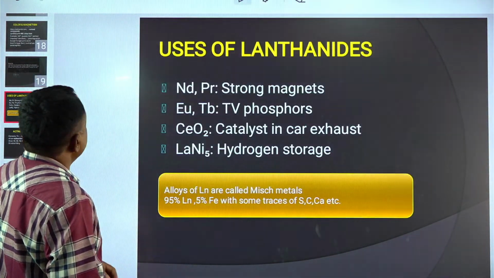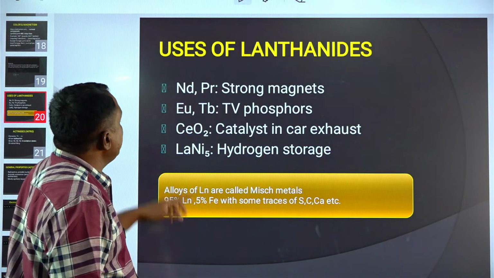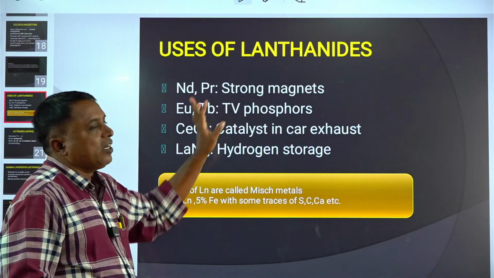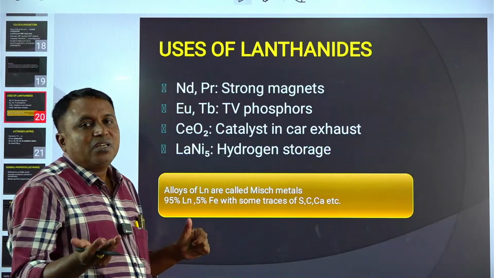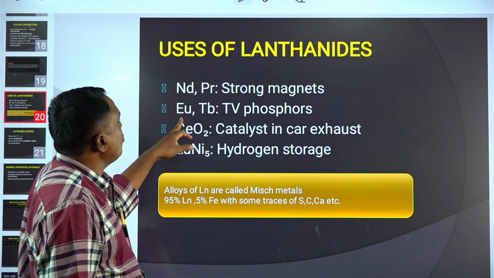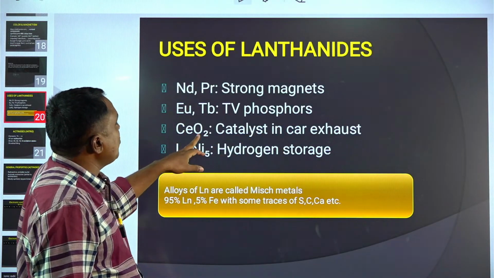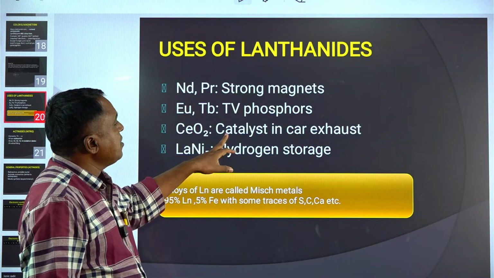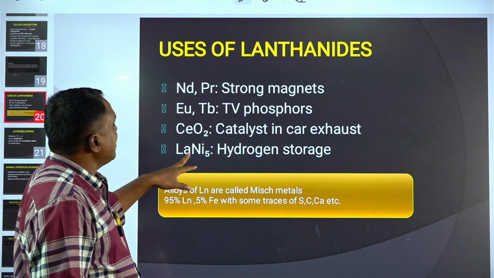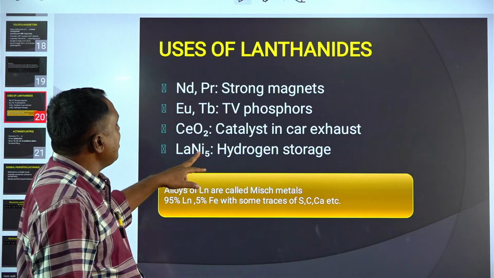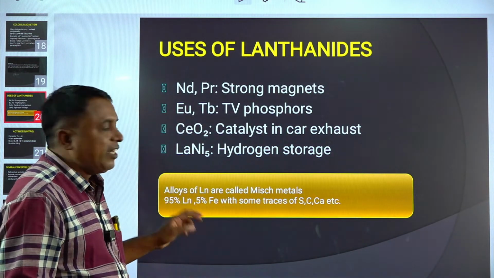After this, these are the uses of the lanthanides. Neodymium and praseodymium are strong magnets. They act as magnets because of unpaired electrons usually. Europium and terbium are the TV phosphors, and cerium oxide acts as a catalyst in car exhaust. And lanthanum and nickel form an alloy that acts as a hydrogen storage material.